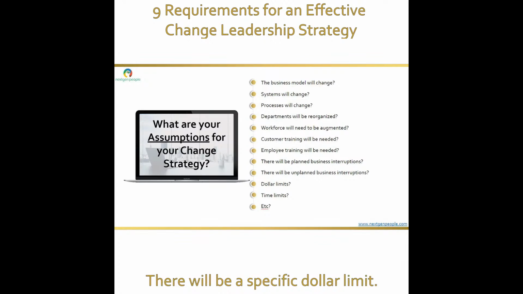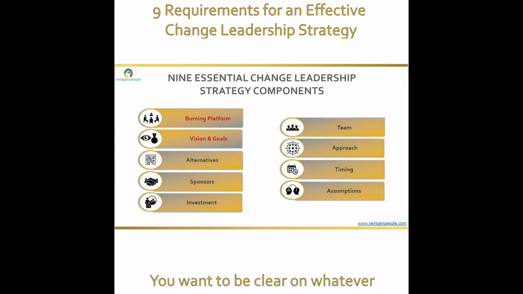Will there be a specific dollar limit to making this change happen? Will there be a specific time limit? So your assumptions can obviously be endless based upon the needs of your organization, but you do want to be clear regarding what they are. So these are the 9 elements that are necessary for a comprehensive, effective change leadership strategy.